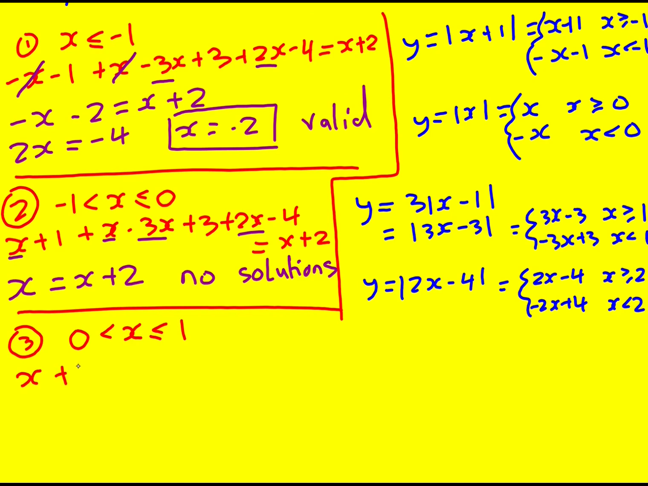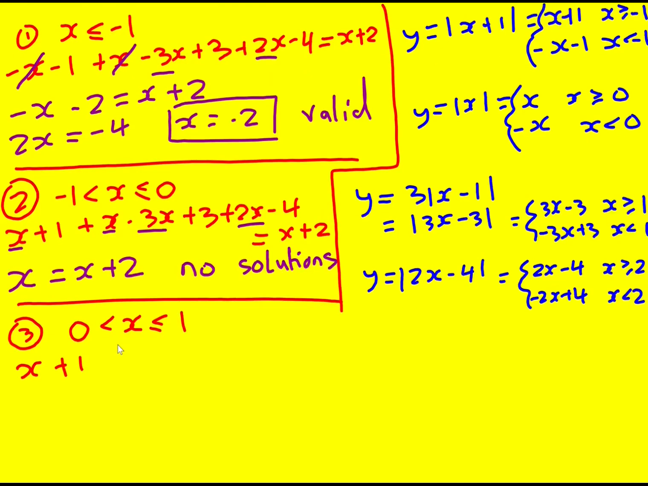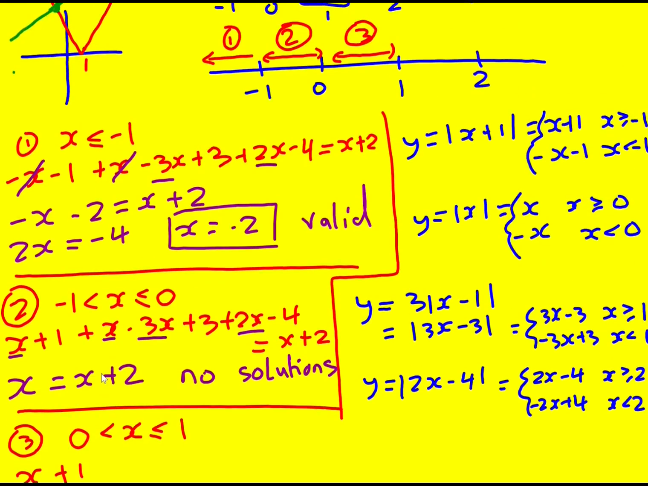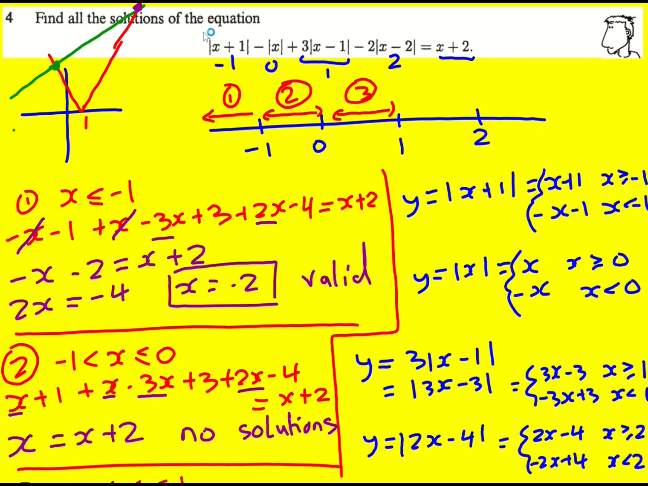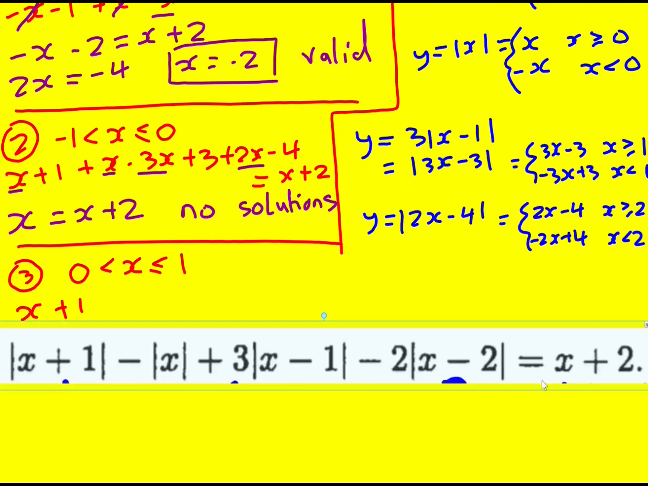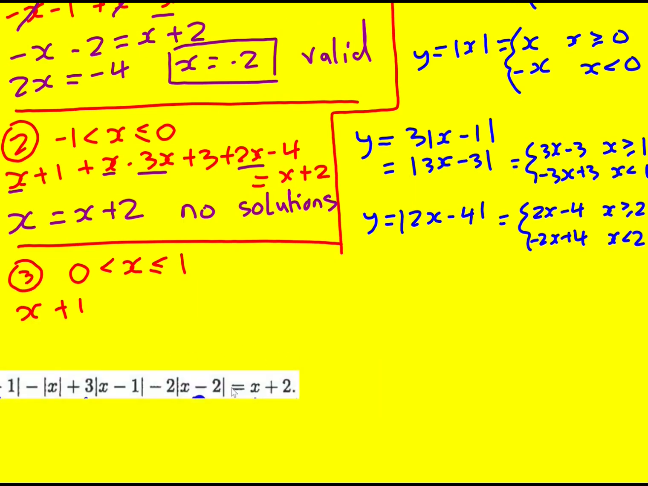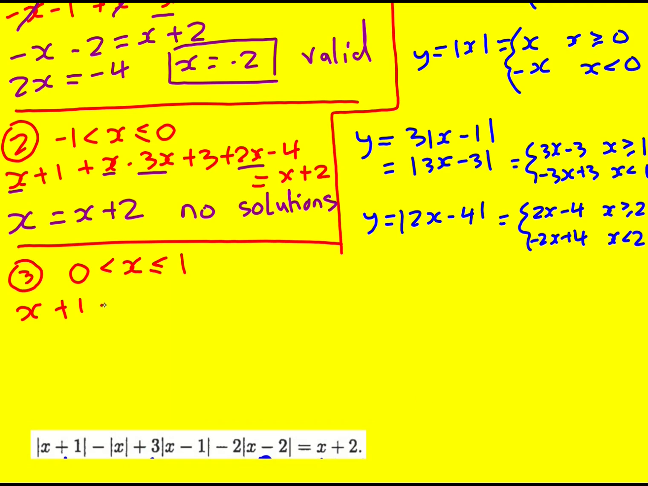Okay, this time the x plus 1 stays as it is. The x will also stay as it is, so it's actually going to become minus x. Let me bring the whole equation down. And then I'm still going to get minus 3x plus 3 plus 2x minus 4 equals x plus 2. So again, here the x and the minus x cancel. We're back to having minus x.